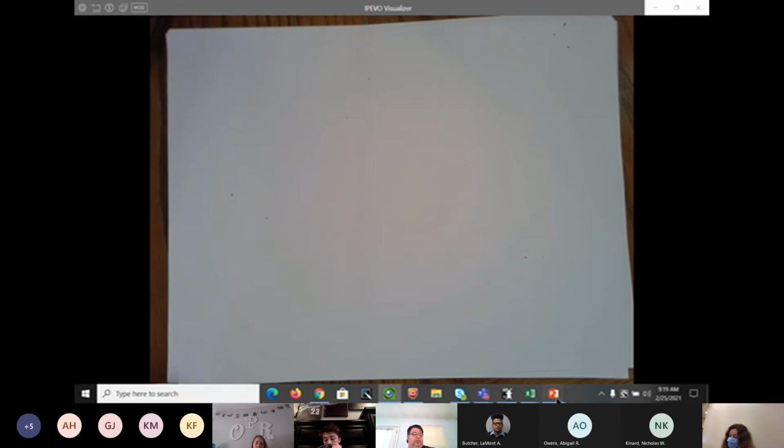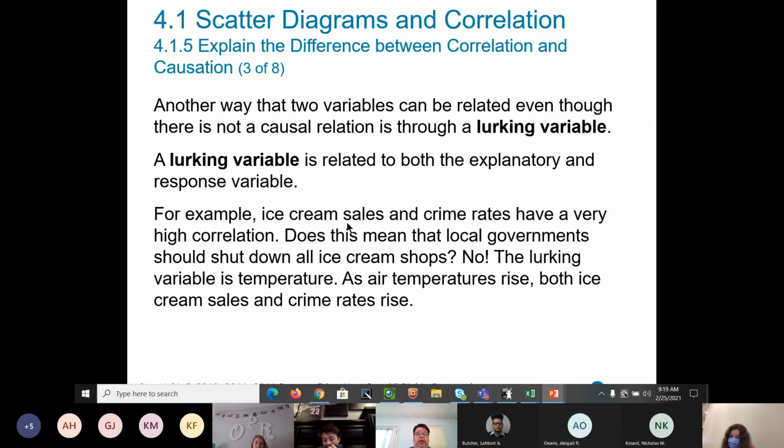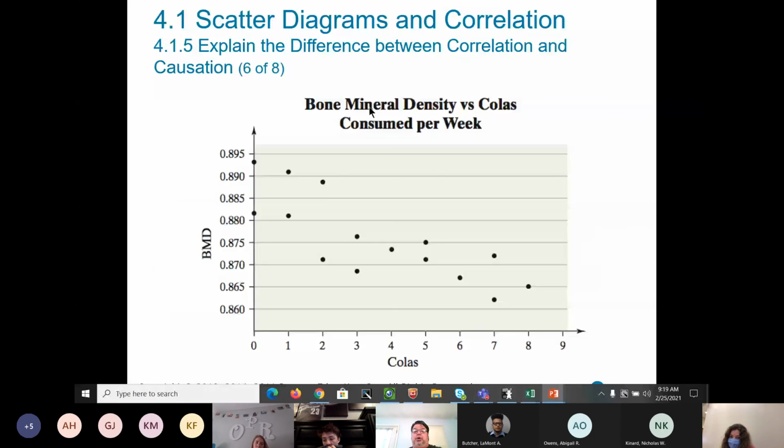Next. And I better shut up because I think I'm coming to an end. Let's see. Now, could there be a lurking variable, bone mineral density versus colas?